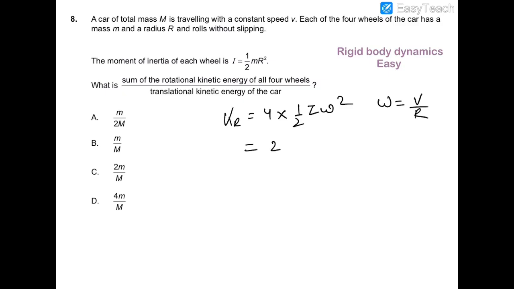So this is 2 into I. I is half m r square and omega square is V square by R square. So this is mv square.